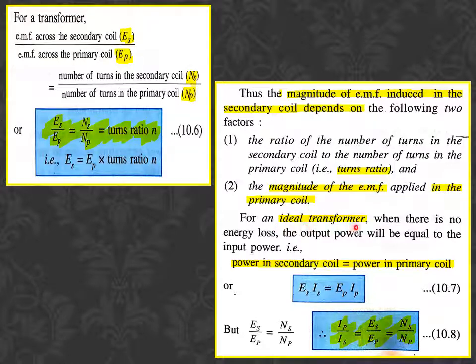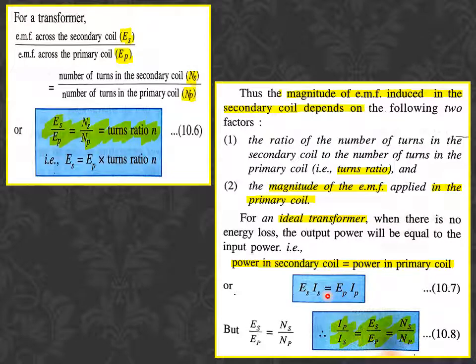In case of an ideal transformer, where there is no energy loss, the output power will be equal to the input power. So power in secondary coil is equal to the power in primary coil. And what is the formula for power? P is equal to voltage into current. So here the voltage or the EMF across the secondary coil is Es and the current across the secondary coil is Is. So the product of Es and Is is equal to Ep into Ip, where Ep is the EMF across the primary coil and Ip is the current across the primary coil.